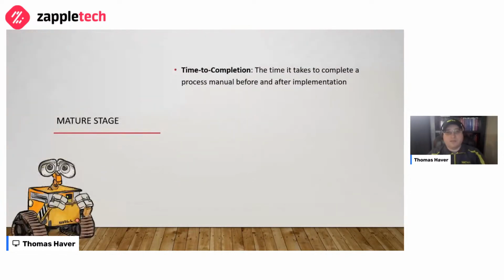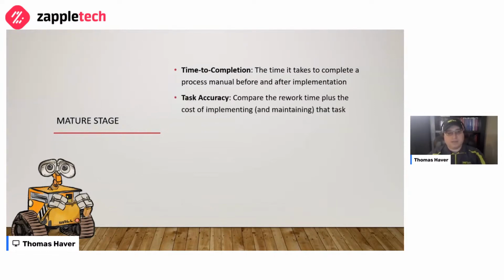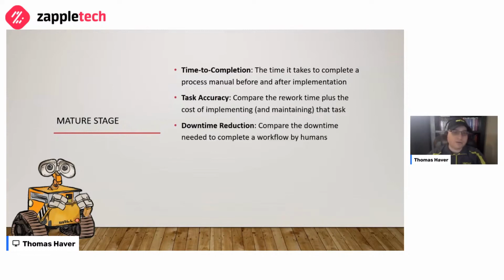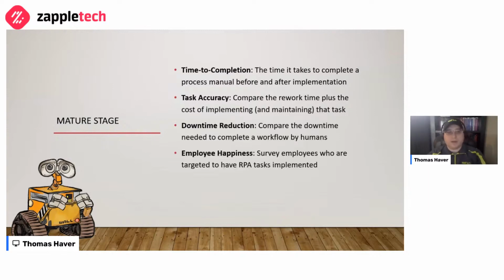From the mature stage, we look at time to completion. So the time it takes to complete a process manually before and after implementation. And again, this is something where you may have to take that back of the envelope calculation on. As you get better as an organization, you'll have tasks that you have more defined data on at the outset. The task accuracy is to compare the rework time plus the cost of implementing that task. Your downtime reduction is the downtime needed to complete a workflow by humans versus that bot.